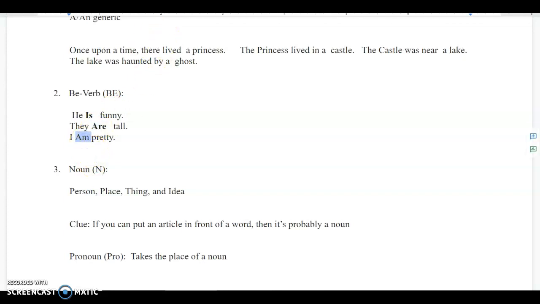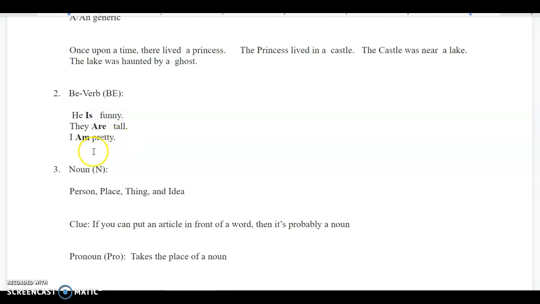Now there's different types of be verbs, right? And if you're talking about is and you want to make it plural, right, or past tense, right? He was funny. Okay, those will still be be verbs, but these are the main be verbs, is, are, and am.